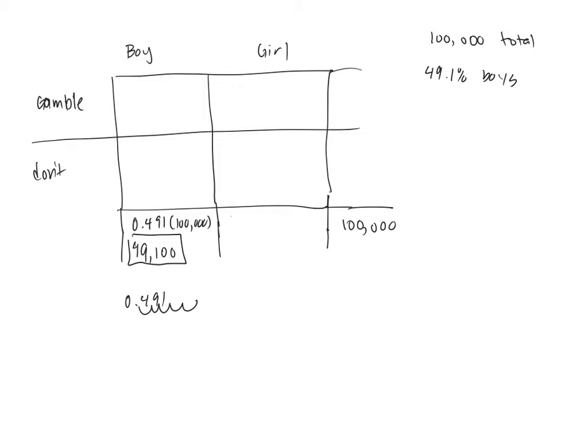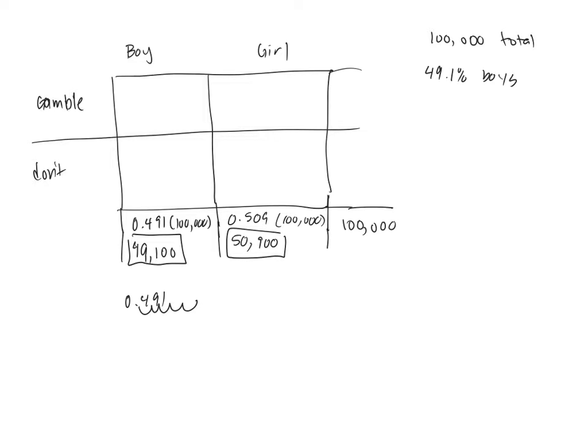And then it was 50.9% girls. So 0.509 times 100,000, that's 50,900. And does that add up to your 100,000? Yep. Okay, great.